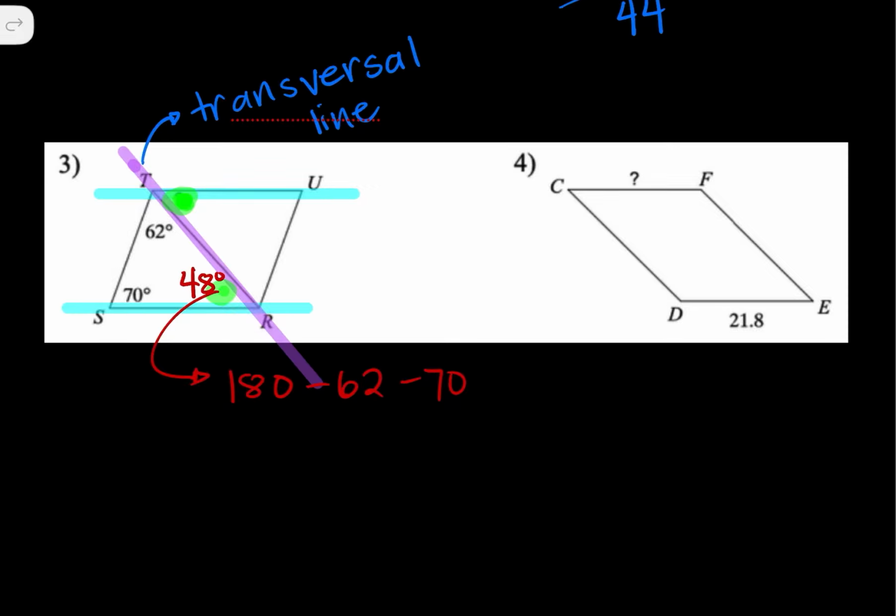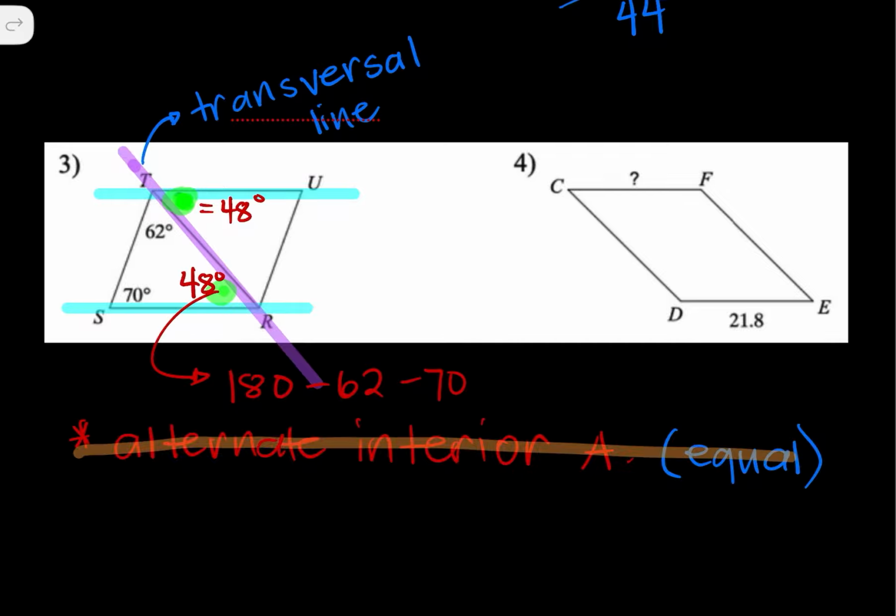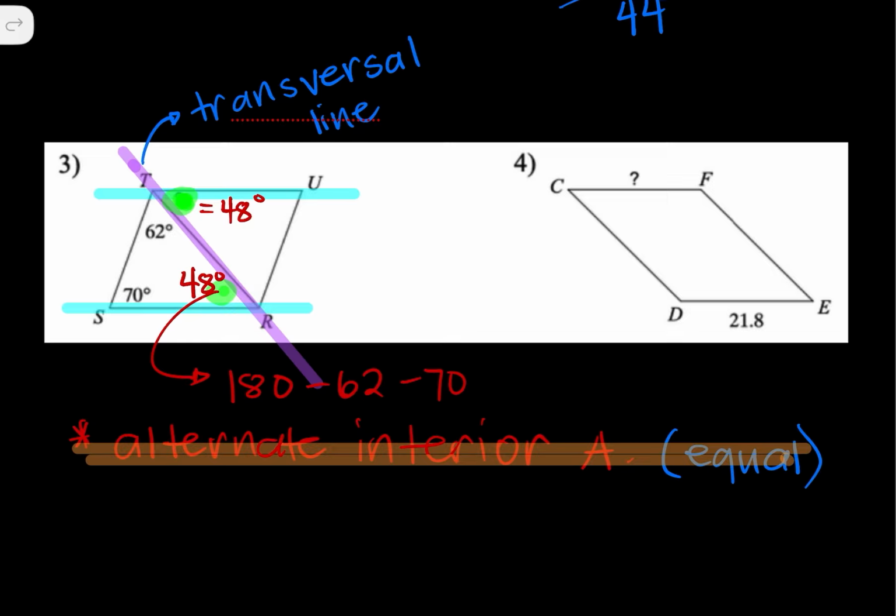be 48 degrees. Why? Because these two green angles are considered alternate interior angles. And alternate interior angles are always equal or always congruent. So I'm going to highlight this information so when I look at it later, I will remember that they are considered alternate interior angles.